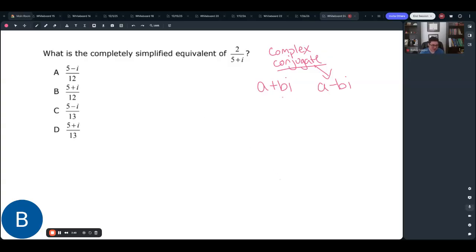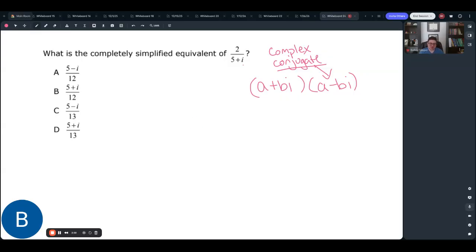This is a pattern you might notice looks kind of like a difference of squares. Think about if you multiply these two things together, what you're going to end up getting is a squared minus abi plus abi minus b squared i squared. This stuff's going to cancel out. You're going to have something squared minus something squared. This is a difference of squares. So all that Algebra 1 knowledge about factoring and differences of squares does have a reason. There's a reason you learn it, and that reason is complex conjugates.